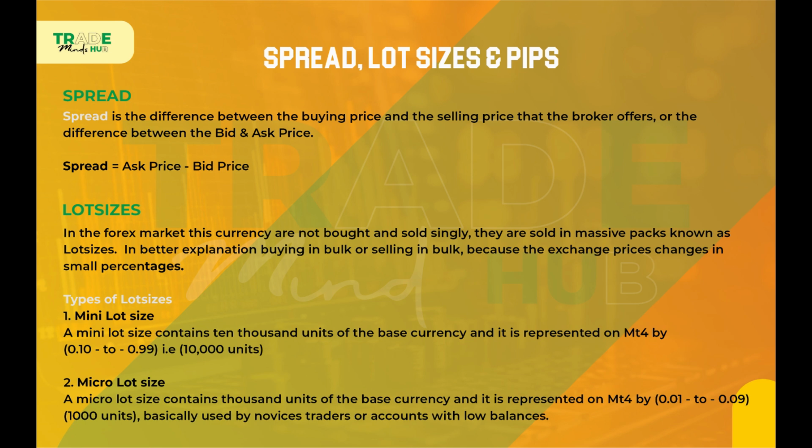So it means that if 0.10 is 10,000 units, then 2 mini, which is represented in MT4 as 0.20, will be 20,000 units. 0.30 is equal to 30,000 units. 0.40, which will be 4 mini, will equal to what? 40,000 units. So this is the way they represent it in our MT4 application.